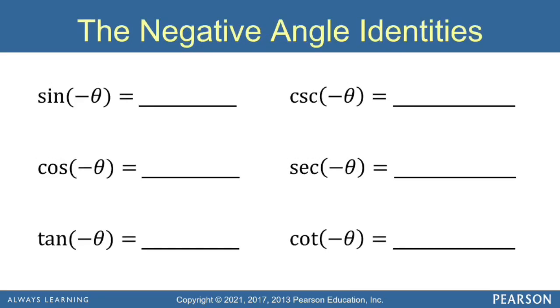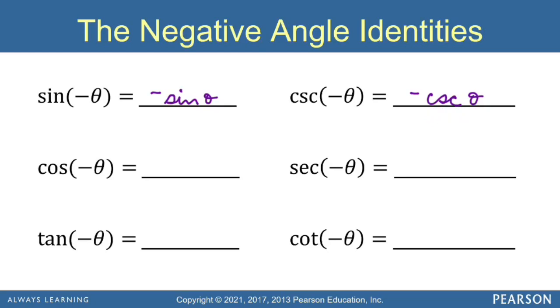Now let's go ahead and get those negative angle identities that I mentioned earlier. The first one says that the sine of negative theta is equal to the negative sine of positive theta. The way I like to say this is the sine of negative theta is equal to the opposite of the sine of theta. They'll have different signs: one will be positive and the other one will be negative. Because that's true for the sine function, the same thing is true for the cosecant function. The cosecant of negative theta is equal to the opposite of the cosecant of positive theta.